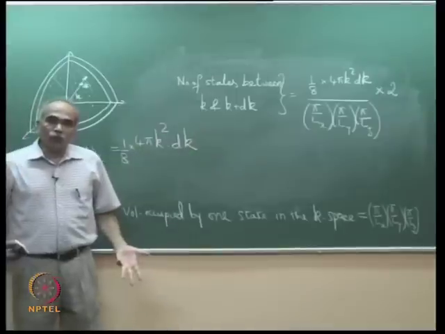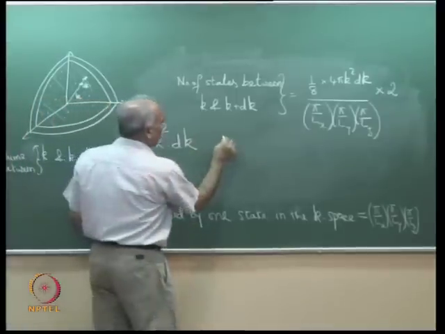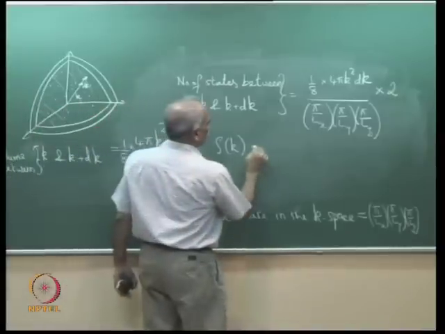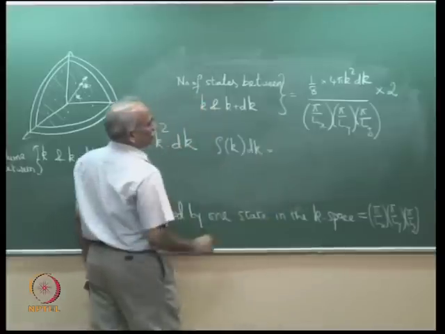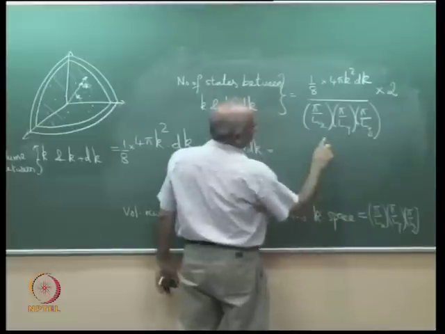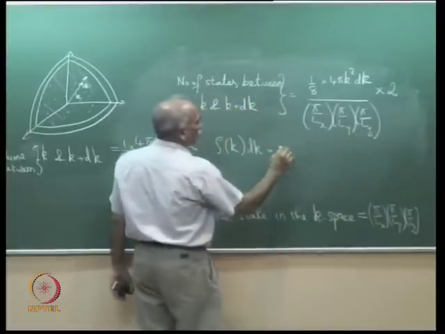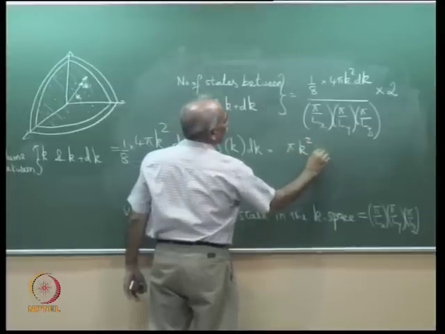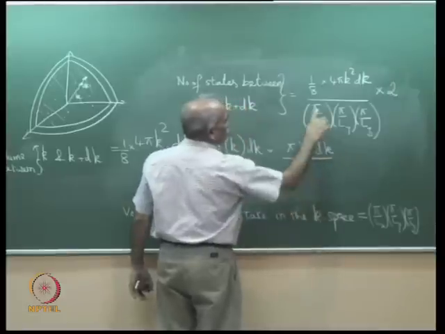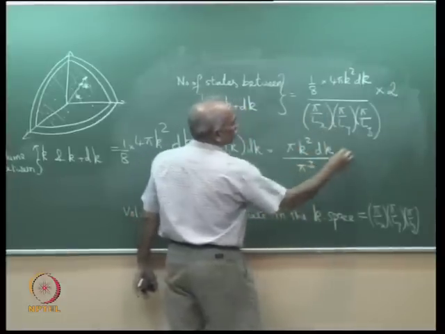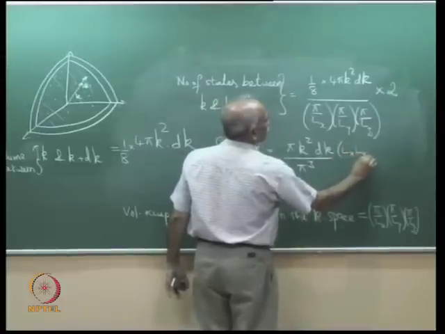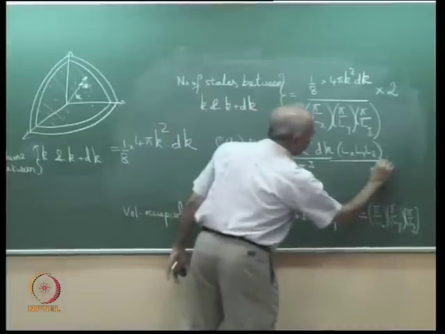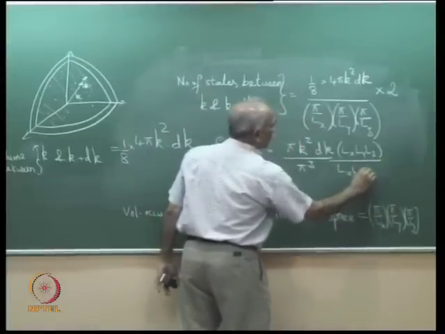This per unit volume is the density of states. So the density of states rho of K dk is equal to this divided by Lx, Ly, Lz, that is the volume. So you have 1/8 into 4 into 2, so that has already gone. We have pi K square dk divided by, in the denominator, pi cube, and in the numerator we have Lx, Ly, Lz, divided by the volume, which is also Lx, Ly, Lz.